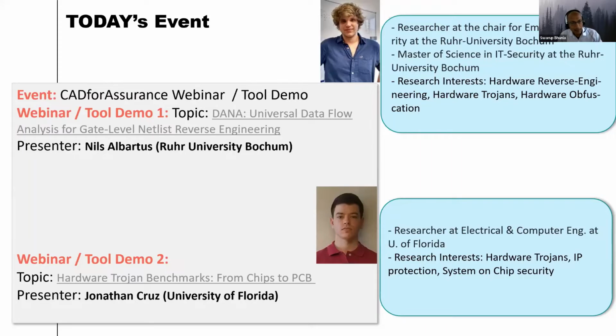Let me introduce the two speakers who would be giving the demos and webinars today. The first one is called DANA, Universal Data Flow Analysis for Gate Level Netlist Reverse Engineering. It will be presented by Nils Albartus from Ruhr University Bochum in Germany. He is a PhD student and researcher at the chair of embedded security at Ruhr University Bochum. He has a Master of Science in IT Security from the same university, and his research interests include reverse engineering of hardware Trojans and hardware obfuscation.